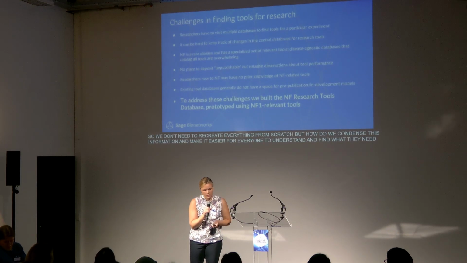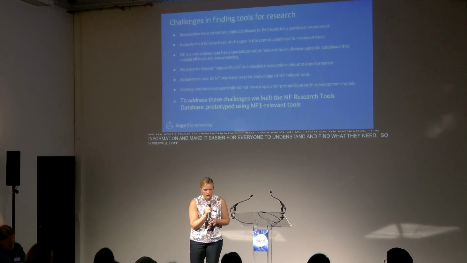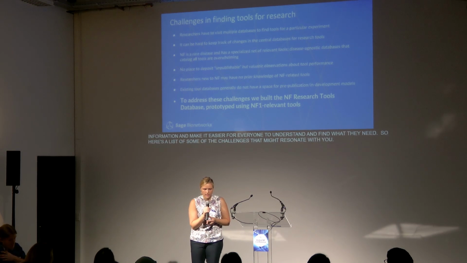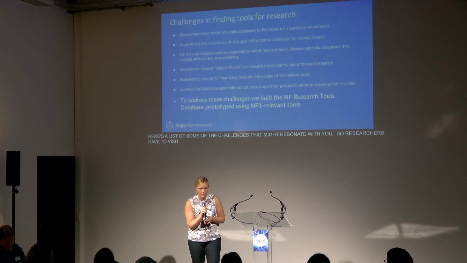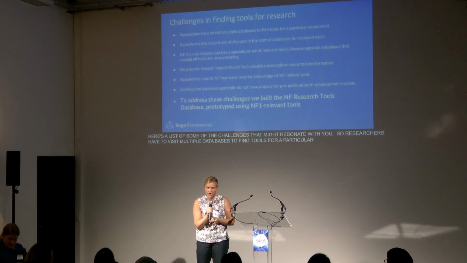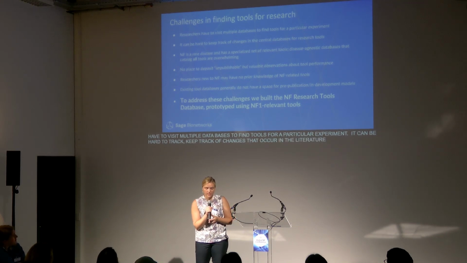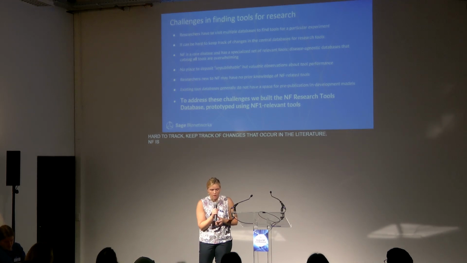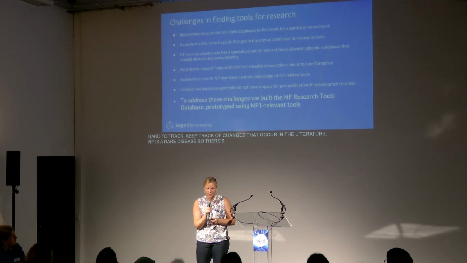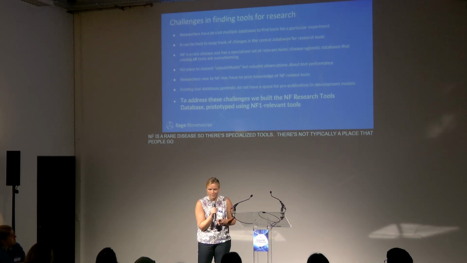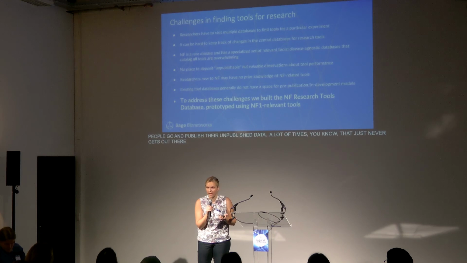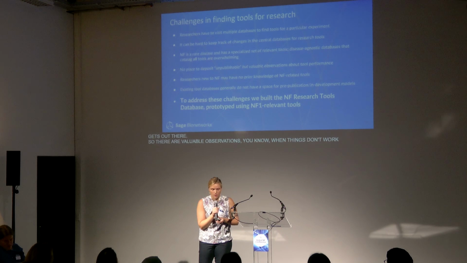So here's a list of some of the challenges that might resonate with you. Researchers have to visit multiple databases to find tools for a particular experiment. It can be hard to keep track of changes that occur in the literature. NF is a rare disease, so there are specialized tools. There's not typically a place that people go and publish their unpublished data. A lot of times, that just never gets out there. So there are valuable observations, when things don't work out, that potentially should be captured.